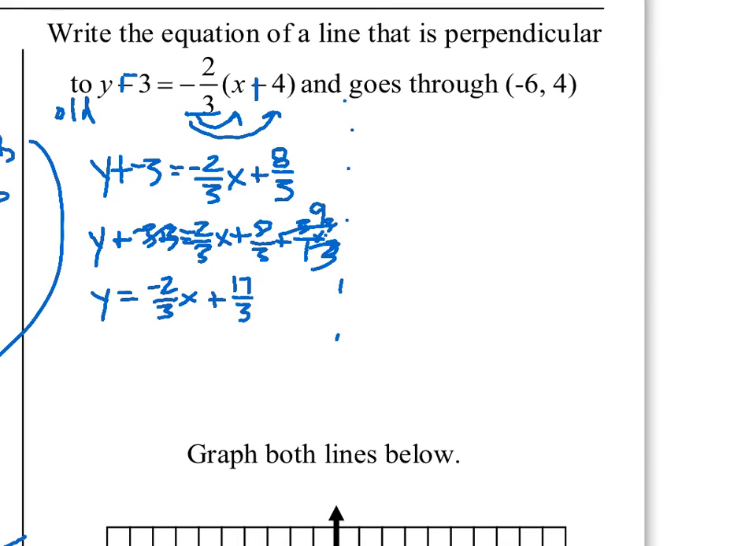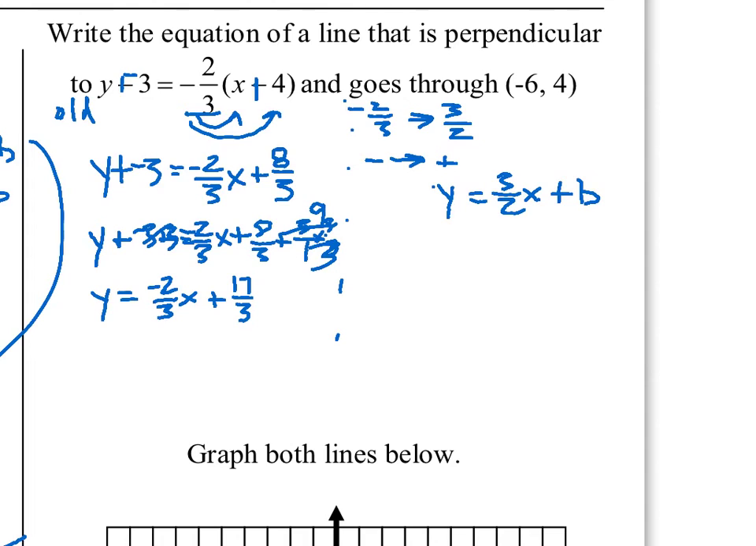Negative 2 thirds. Okay, so Kenneth, what is the slope of the new equation? 3/2. And how did you get that? Cool. He got the reciprocal by flipping the fraction, and he changed it from a negative to a positive. So our new equation is going to be y equals 3/2 x plus b.